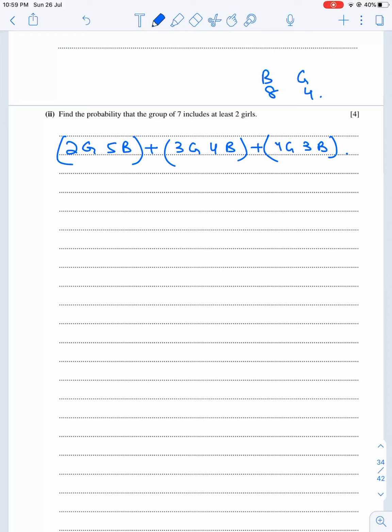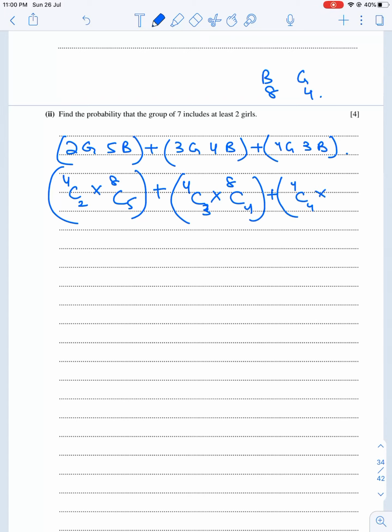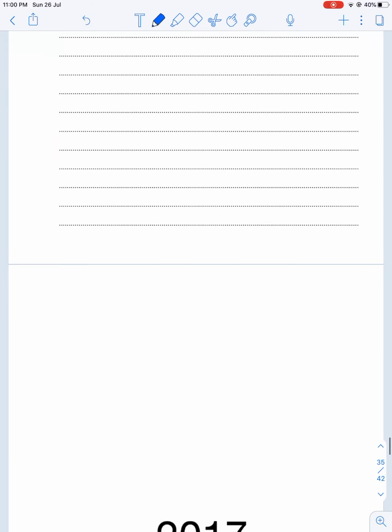Okay, let's put it down. You need to choose 2 girls, 4C2, and you need to choose 5 boys out of a total of 8 boys, so 8C5. 3 girls, so 4C3, and 4 boys out of 8. 4 girls meaning 4C4, and 3 boys, 8C3. This is how you're going to get this answer.